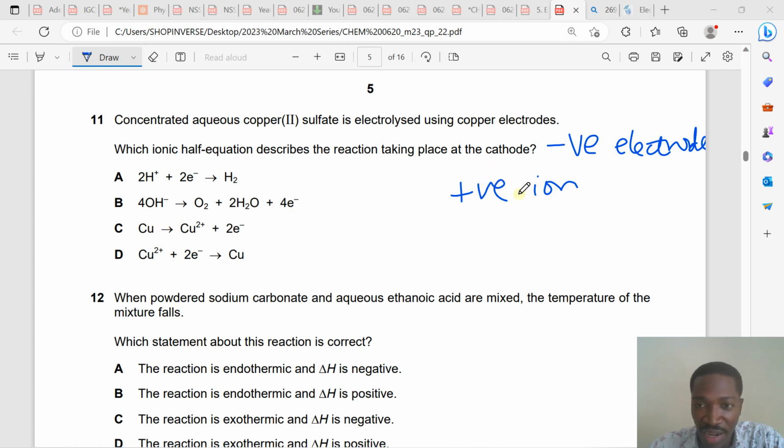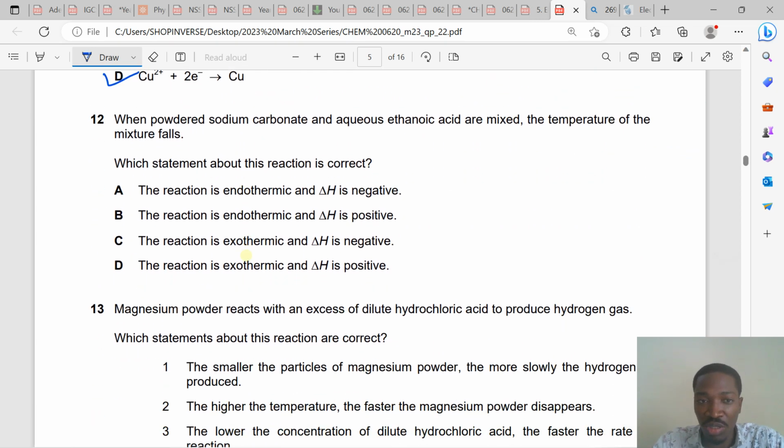Positive ions migrate to the cathode, which is the negative electrode. This is the most correct one. The positive ions migrate to the negative electrode. They accept electrons and after that they'll become just copper atoms. And this is very applicable when we talk about electroplating. In this case, it is very likely you are using copper to coat a particular metal. Yes, and that is electroplating. So this makes this the only correct option in this question.